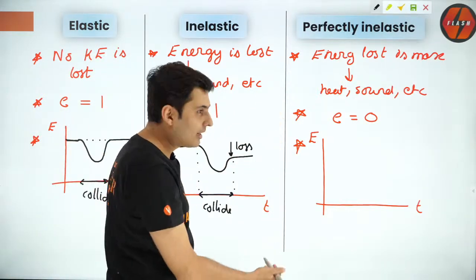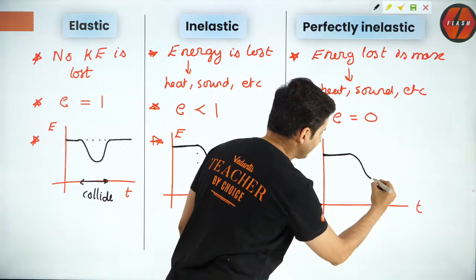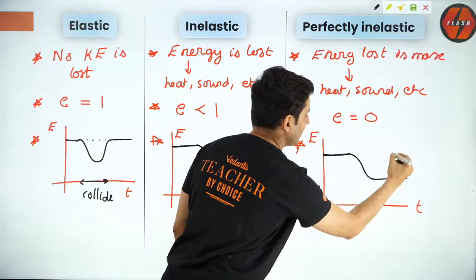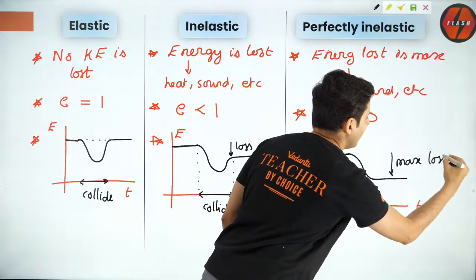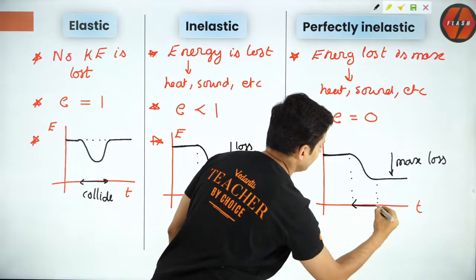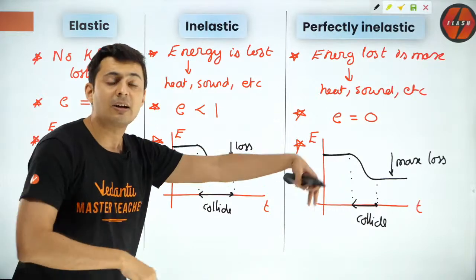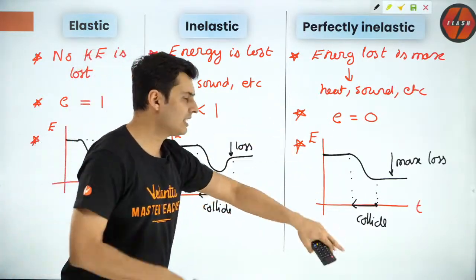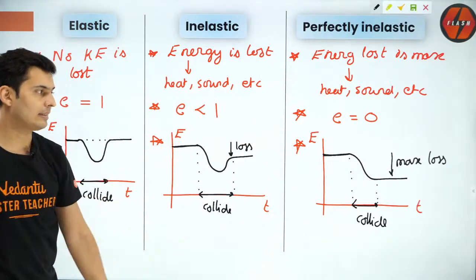And you know what the last graph is? It goes down straight like this and it remains flat. So this is max loss, maximum loss in the energy, guys. And this is again that collision duration. So they are colliding during this part. That's it. The energy is not even going to bounce back a little. It's just stuck and they move together. That's your perfectly inelastic collision.